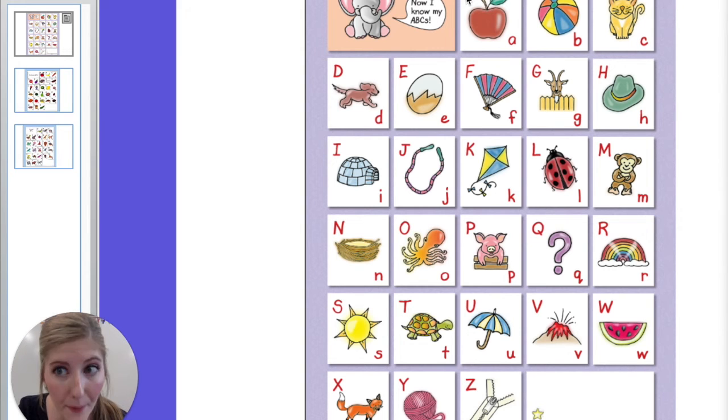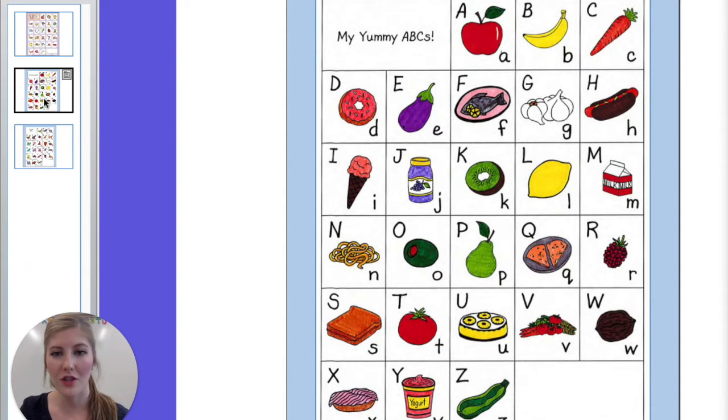So with our capital letter A, it's made up of straight lines. But the lowercase a, we know is short and it's made up of a curve and a line. I wanted to share with you something else today. Have your eyes on the screen. What do you notice here? This says, my yummy ABCs. What are you noticing when you first see this chart?